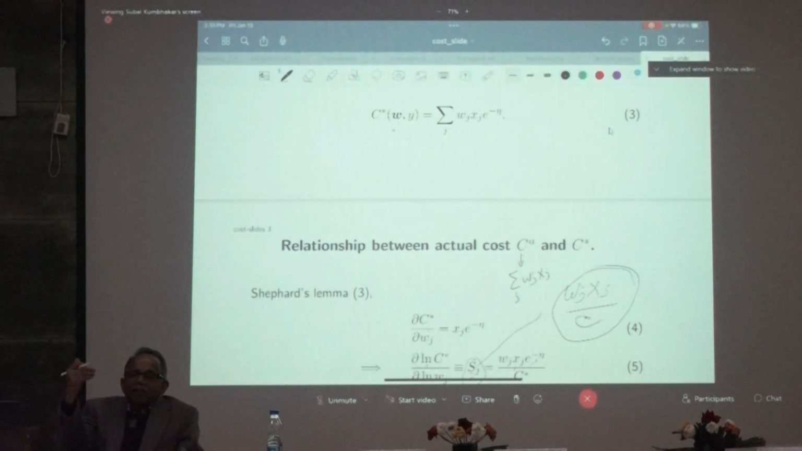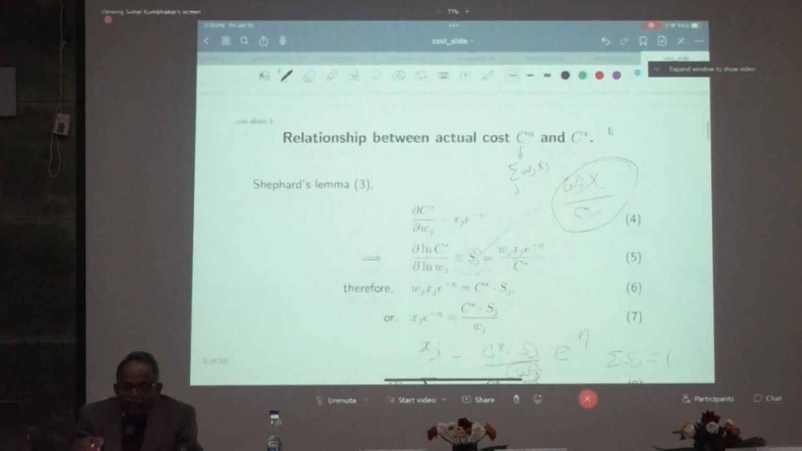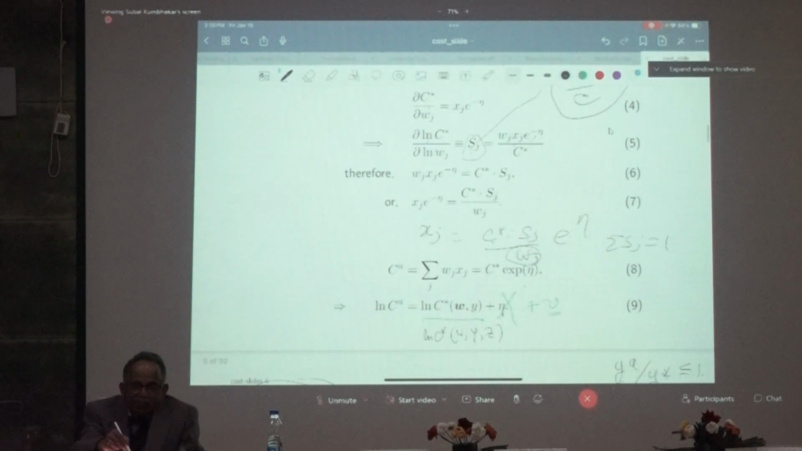Every input is used by 10% more. So by how much is cost going to be increased? 10%, right? As simple as that. Here I have a few lines of math, but in the end what you get is this: actual cost is minimum cost plus eta, because eta tells you by how much the inputs are increased, and therefore cost is going to be increased by the same proportion. So log of actual cost is log of the minimum cost plus this input oriented inefficiency.